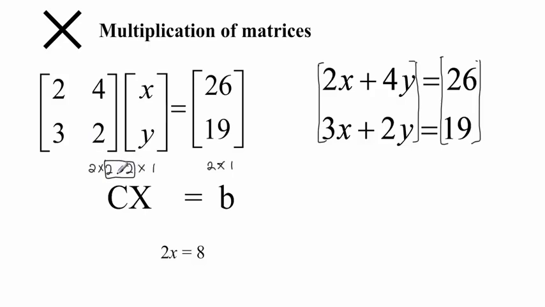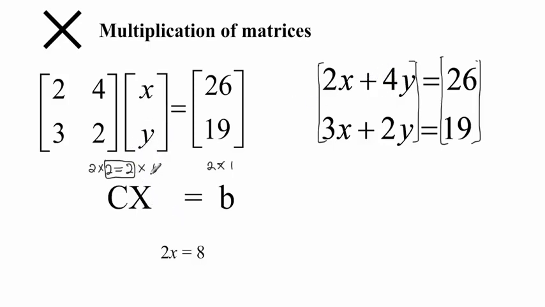So we'll always be able to multiply two matrices if the number of columns in the matrix on the left is equal to the number of rows of the matrix on the right. As it is here, we see that 2 is equal to 2, and that tells us that we can multiply the two matrices. And if we multiply them, we are going to get something like this.